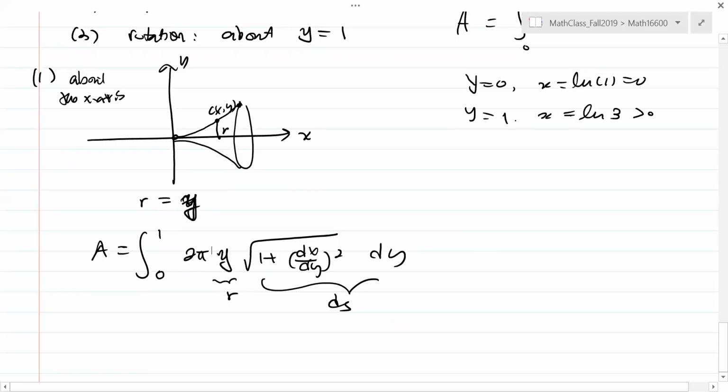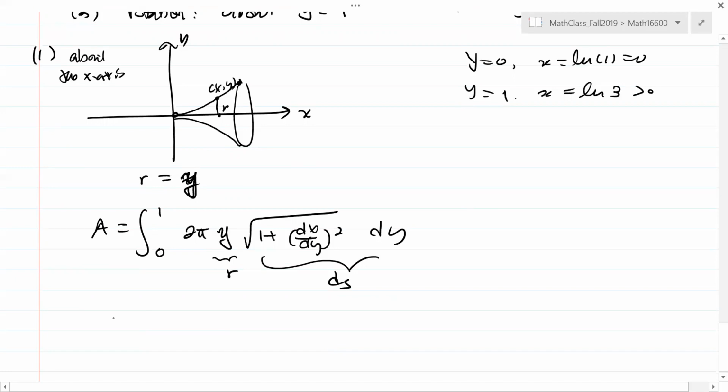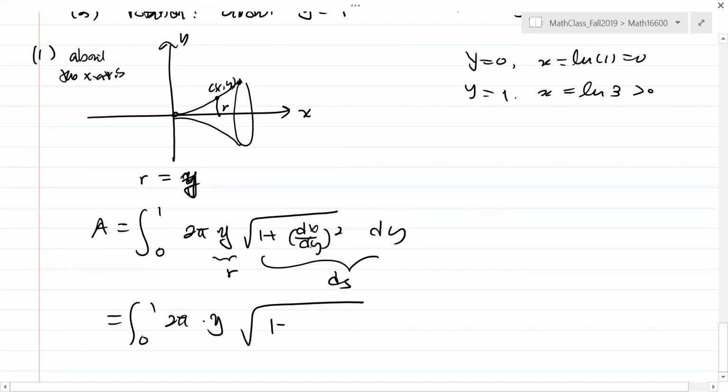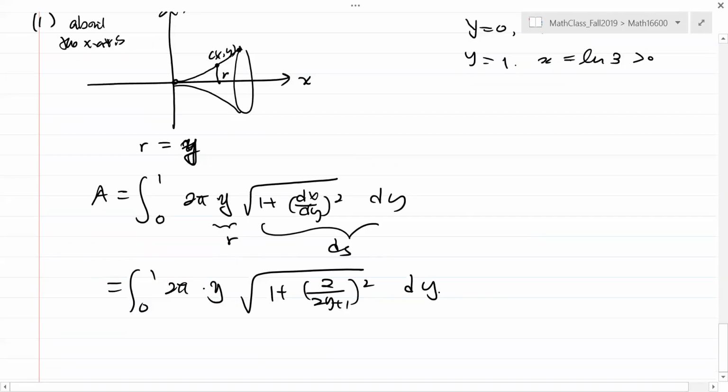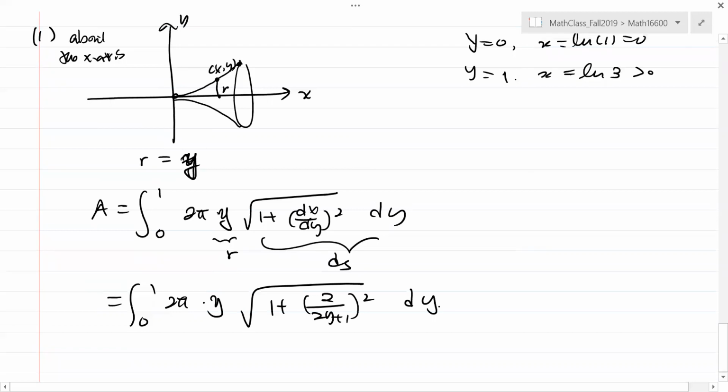Okay, then you differentiate. The derivative of x with respect to y is 2y plus 1 over 2. Okay, you don't need to evaluate it. I just want to set it up with you. Now, some students say, can I use the x variable? It's possible. You can use the x variable. If you want to use the x variable, it's fine.